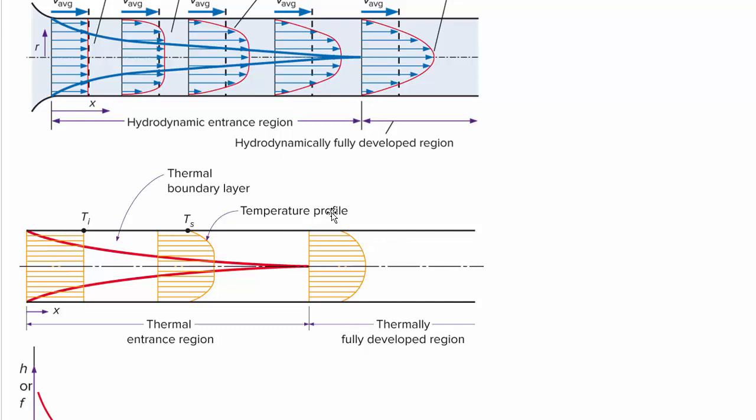So what's going on is in the fully developed region, you've got the relative temperature profile being a function only of radial position, not of position along the length of the pipe anymore. So it doesn't change as you move further along the pipe.